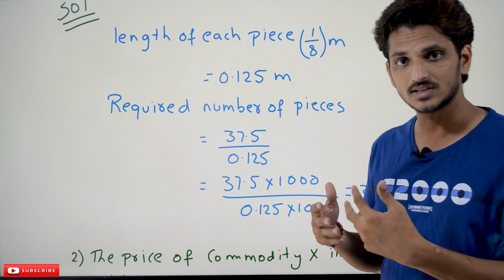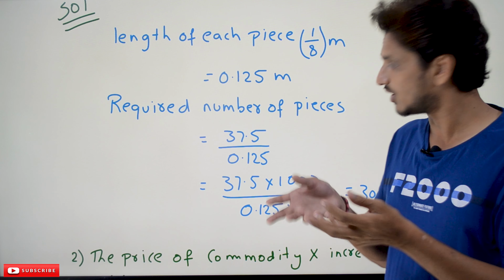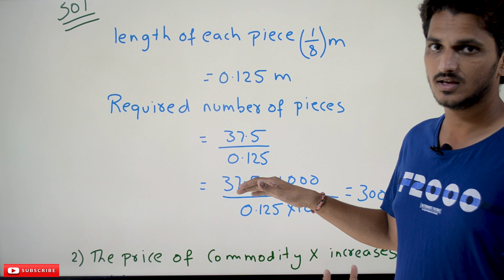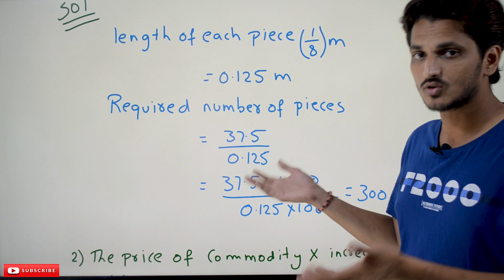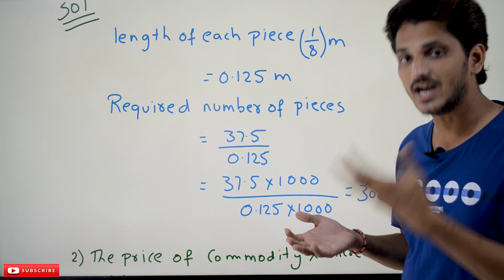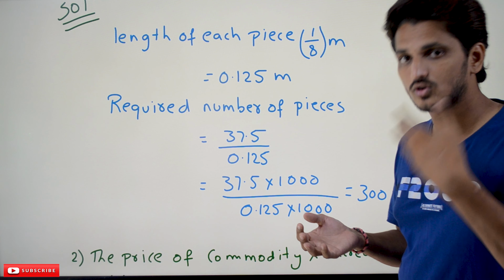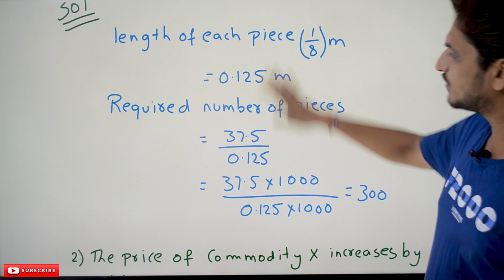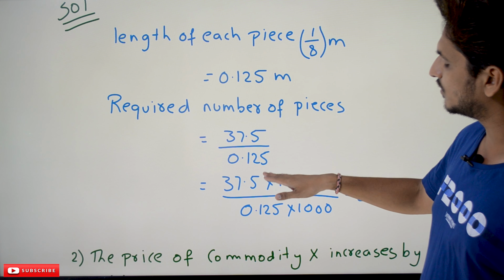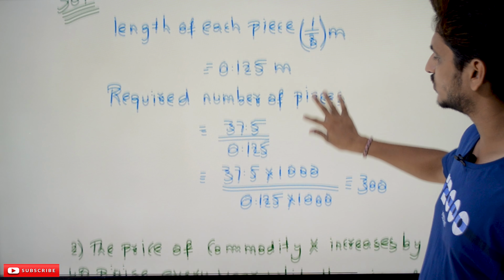We have done these examples, so we are not explaining again the concept of how we do a decimal fraction divided by a decimal fraction. This is how we are going to use these decimal fractions in real time. That's why, in order to get an idea about where we use these decimal fractions, they have provided some examples. So multiply numerator and denominator by 1000.